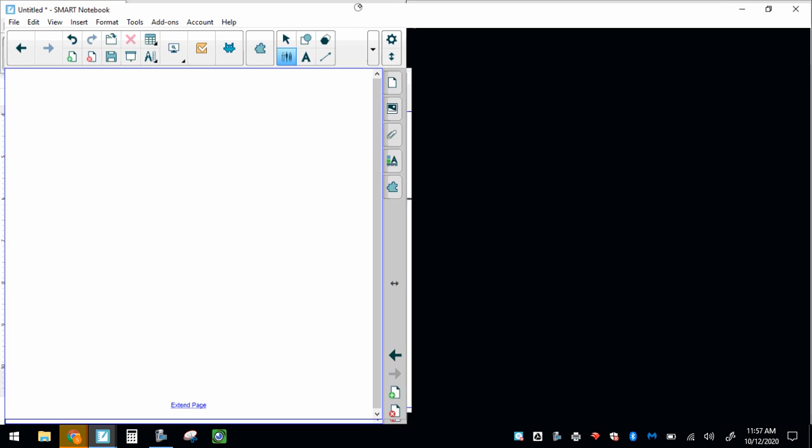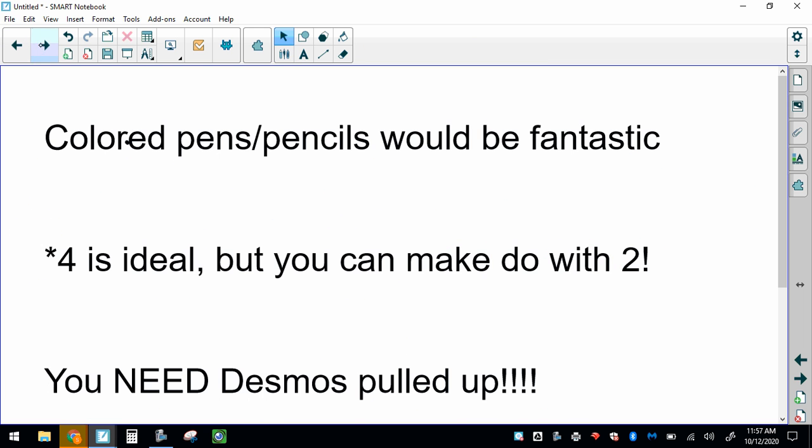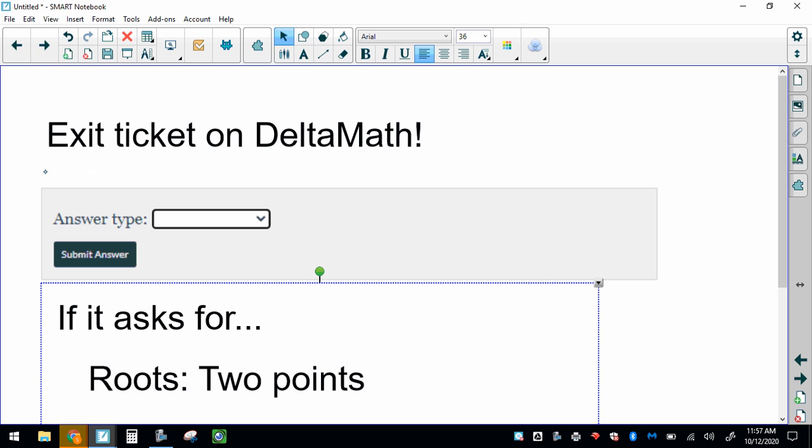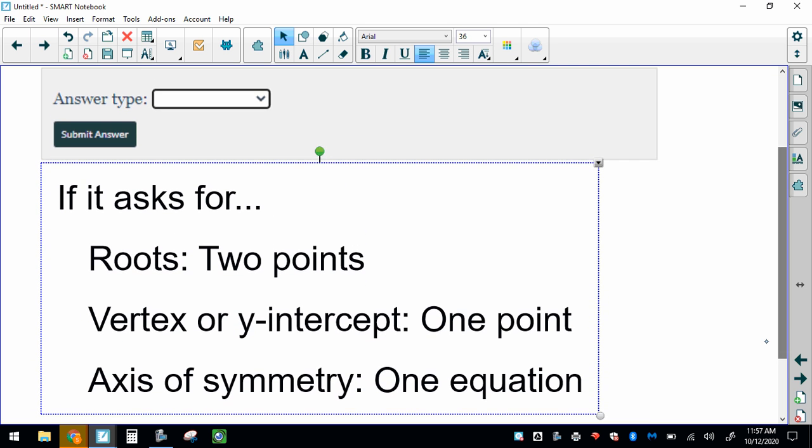All right, quick thing to talk about before we get into the Delta Math, which is this, right? When you put your exit ticket in on Delta Math, it asks you for your answer type. If it asks for the roots, then you're going to click here to answer type and choose 2 points, right? You will have 2 roots on Delta Math. If it asks for the vertex or the y-intercept, you're going to click here onto answer type and choose 1 point. If it asks for the axis of symmetry, you're going to go here to answer type and choose 1 equation. All right, good luck, guys.